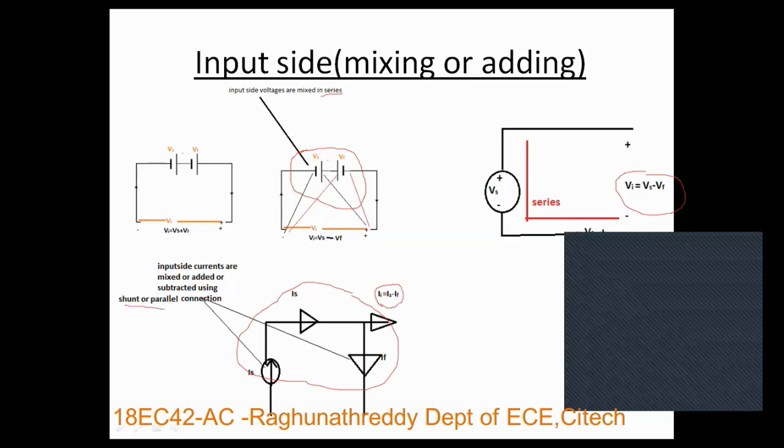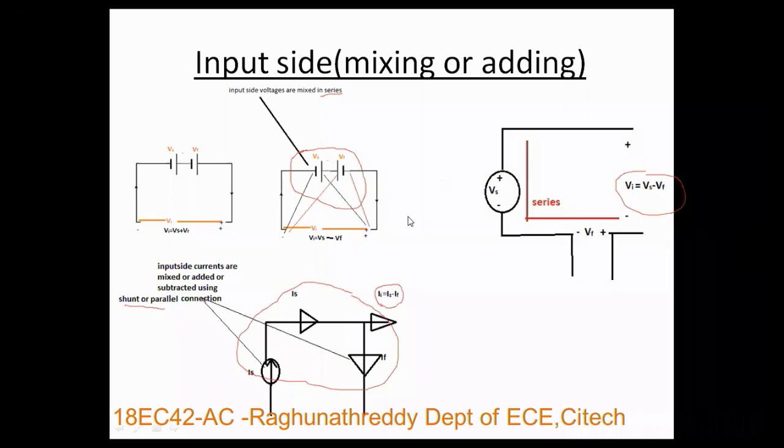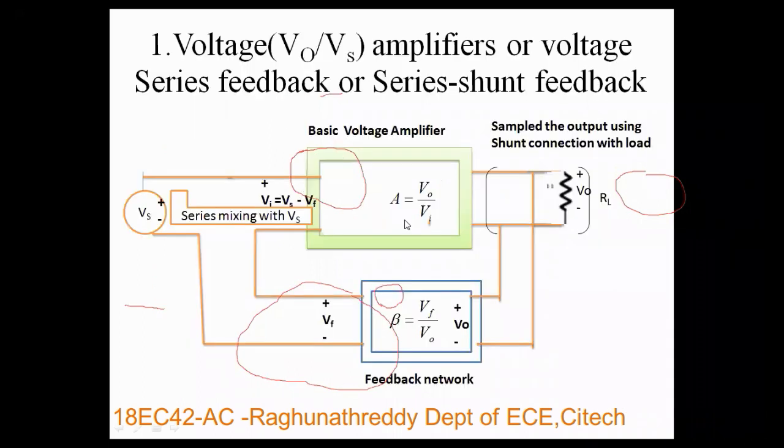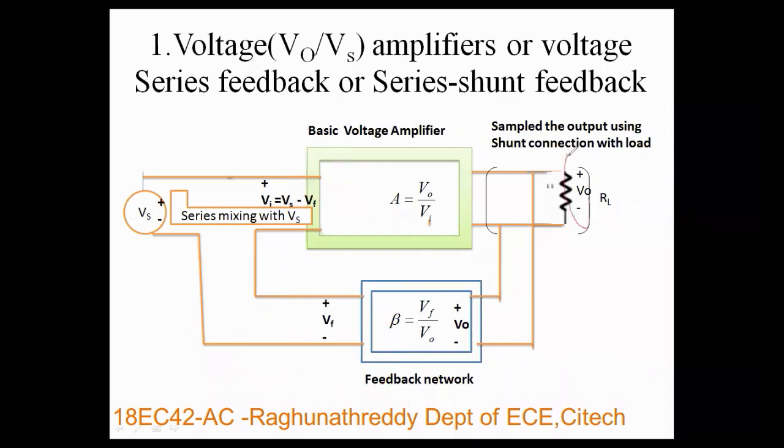If the input quantity is current, the type of mixing is shunt or parallel. Now let us move to the classification or types of feedback topologies. The first classification is voltage amplifier. In the voltage amplifier, the output quantity is voltage and the input quantity is also voltage, hence the name voltage amplifier.